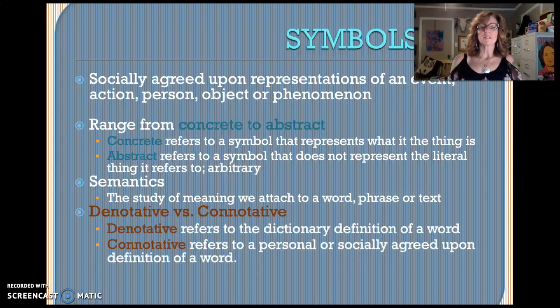So in semantics, we have what we call denotative and connotative, and how we refer to words. Denotative refers to the dictionary definition. If you look up a word, that's what it means. It's the literal version of the word that we've decided is what it means. Right? I don't have a dictionary right beside me.